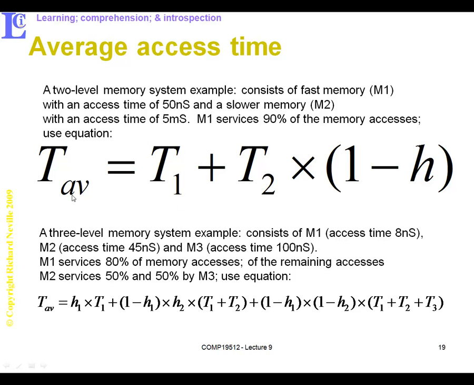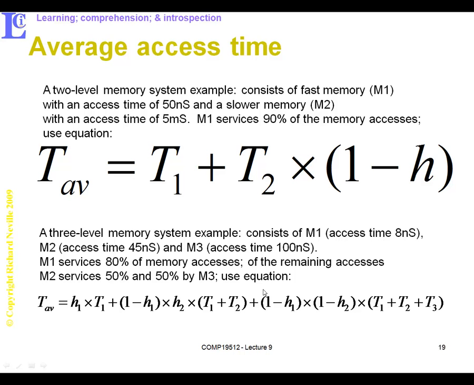Okay, so this would be quite easy to use then, because we just put in here 0.9 for the hit rate, and then T1 would be this figure and T2 would be this one, so that the average access time T subscript AV would equal T1 plus T2 times 1 minus the hit rate. Hit rate of 90% here would be 0.9 here. Okay, so the figures we would have would be equal to 50 nanoseconds plus 5 milliseconds times 1 minus h, where h is 0.9 in this case.